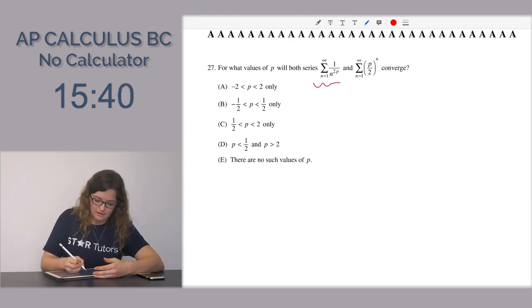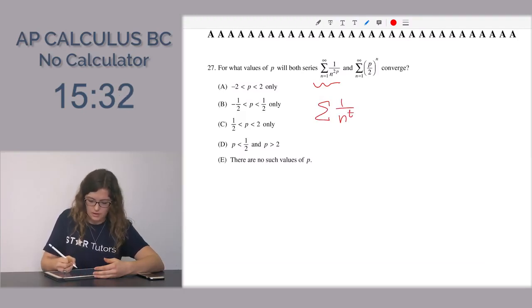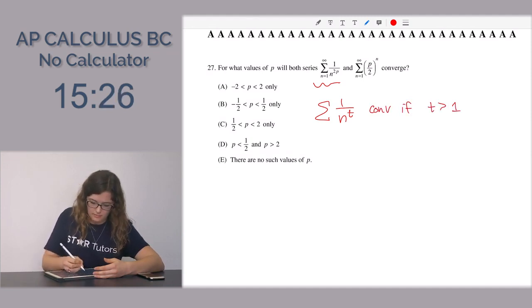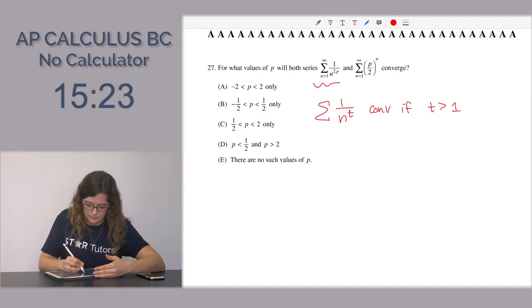The first problem I noticed is a p series. I know that p series that look like 1 over n to the, I'm actually going to say t, will converge if t is bigger than 1. So here my t is 2p. So I need 2p to be bigger than 1, which means I need p bigger than 1/2.